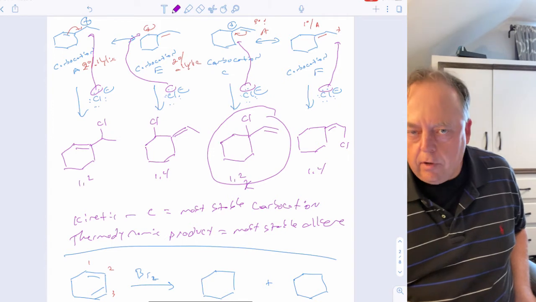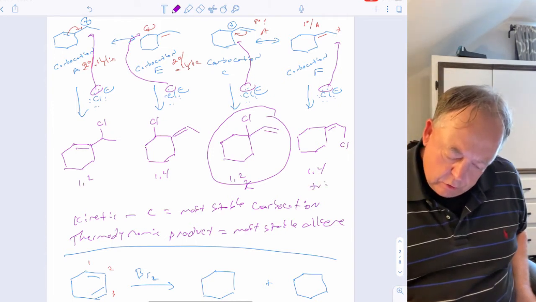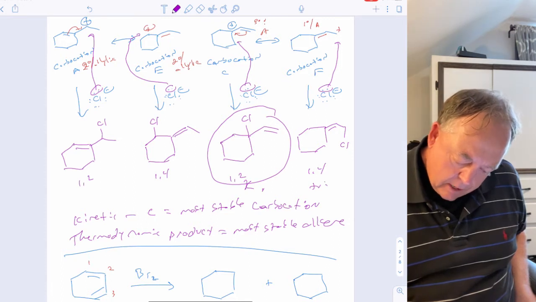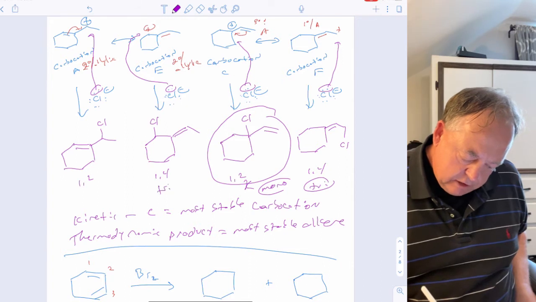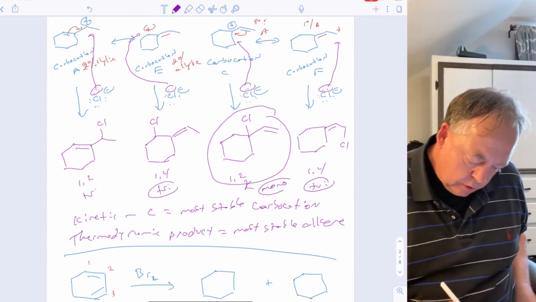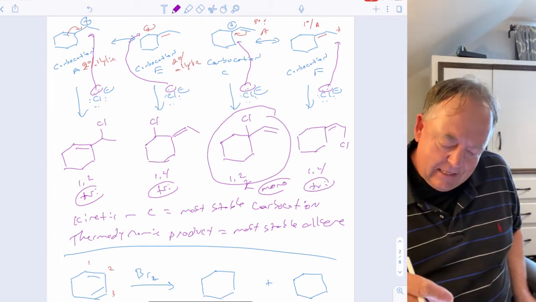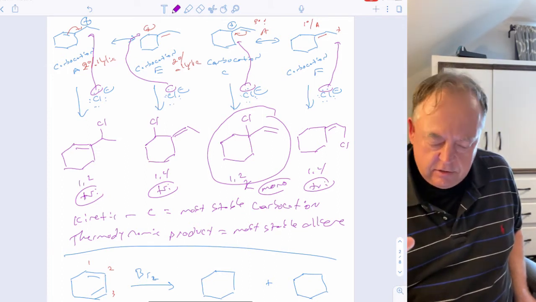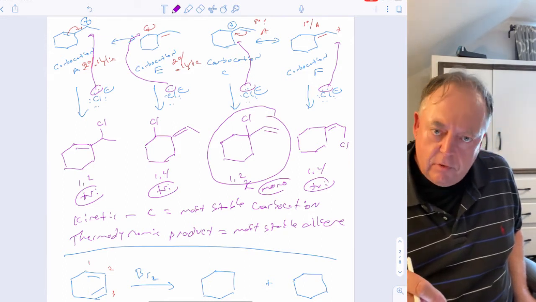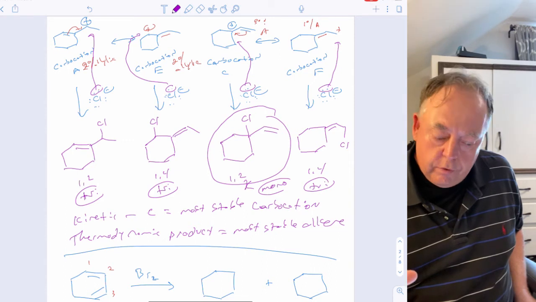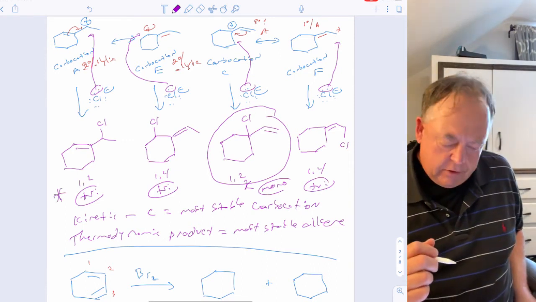is going to be the most stable alkene. So for this one, this is a tri-substituted alkene. This is a mono-substituted alkene. This is a tri-substituted alkene, and this is a tri-substituted alkene. But if you remember, alkenes inside a ring are more stable than alkenes external to a ring. So this would be the most stable alkene.